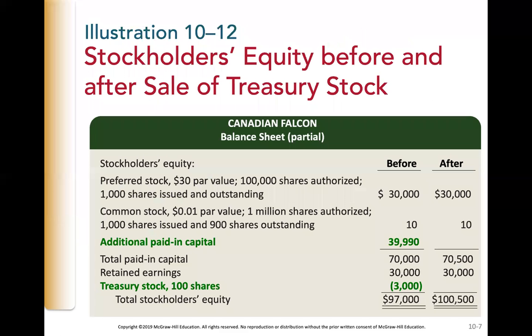So this is what our balance sheet looks like now. Our additional paid in capital increased by the $500, and we have no treasury shares remaining. So our overall equity count is increased by $500 from what it was before we did any treasury transactions. And remember that $500 came from the 100 shares that we sold times $5, which is the $5 increase over what we paid for the treasury shares versus what we sold them for.